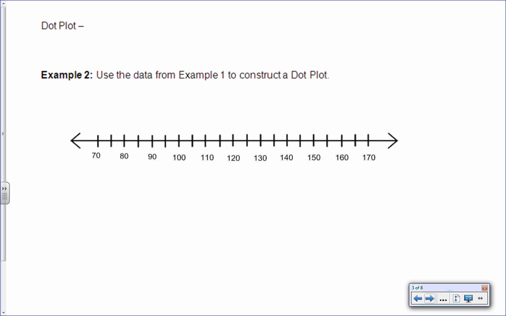A dot plot. Again, you've seen these before. And again, we will do as much of it as we need to.